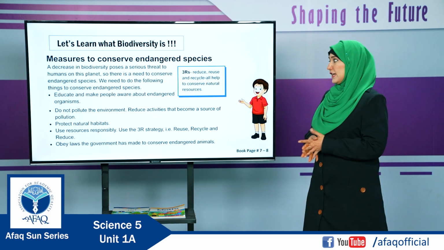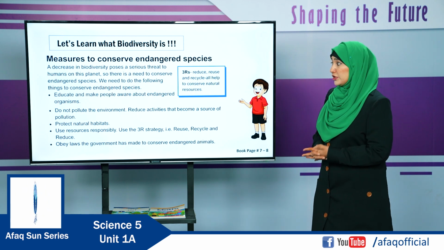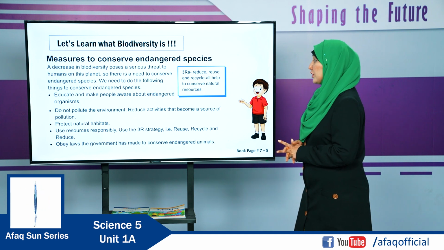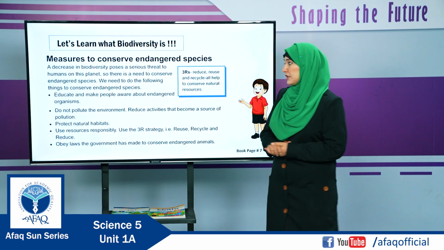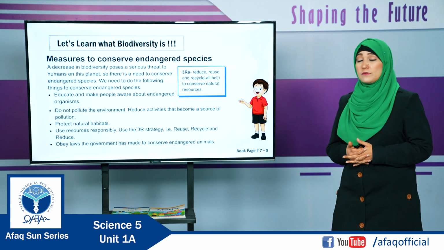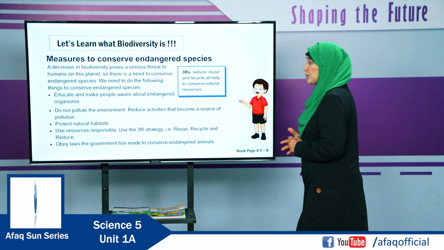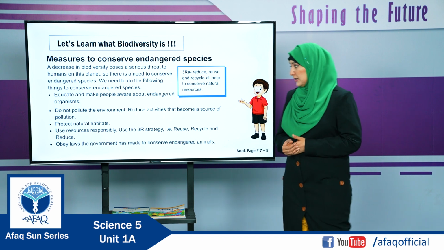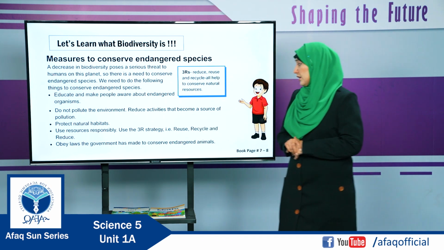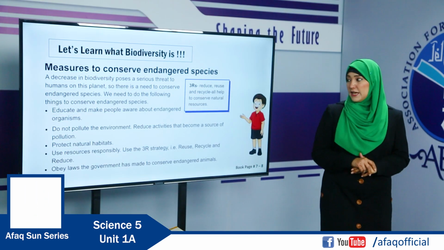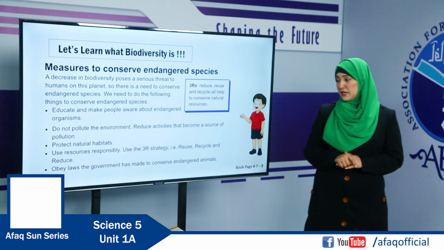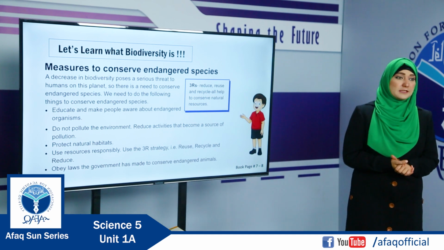We need to educate people about endangered organisms. We should not pollute the environment. And we should reduce those activities that become a source of pollution. We should protect natural habitats of living organisms. We should use resources responsibly. We need to use 3R strategy: reuse, recycle, and reduce. And we should obey laws the government has made to conserve endangered animals.